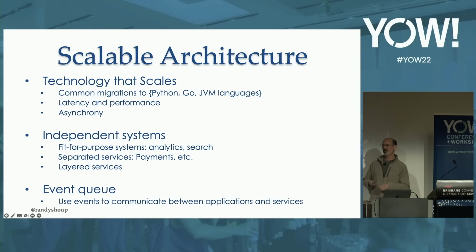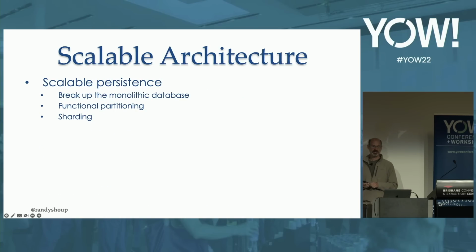And then very similar to the talk that we just heard about migrating to event-driven architecture, this is the time where we're going to start to introduce something like that, some kind of event queue or message broker, that allows us to use messages to communicate between the separate applications and services in our overall architecture. And then the other aspect here is we want to start introducing scalable persistence mechanisms.